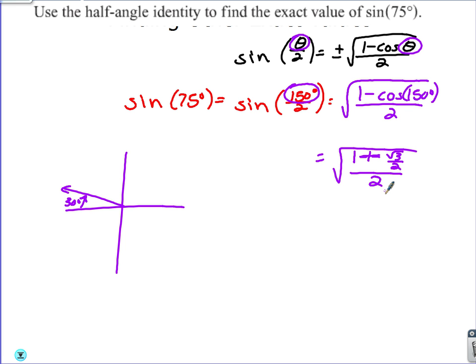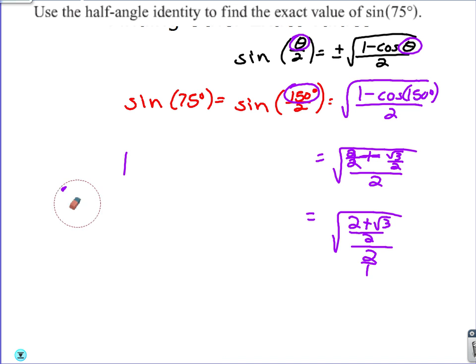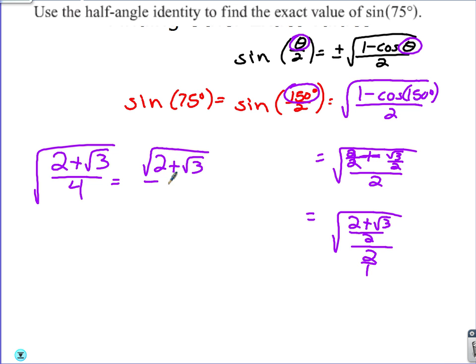Now let's review how to clean this up. This is just a little extra algebra practice here. Before you can add these two things together, you need common denominators. That'd be 2 over 2 plus root 3 over 2. So now you have the square root of 2 plus root 3 over 2, all over 2. To divide two fractions, you flip and multiply. That's going to be 2 plus root 3 over 4, square root of that. Which you can split into two different things. That's going to be the square root of 2 plus root 3 over the square root of 4, which is 2.